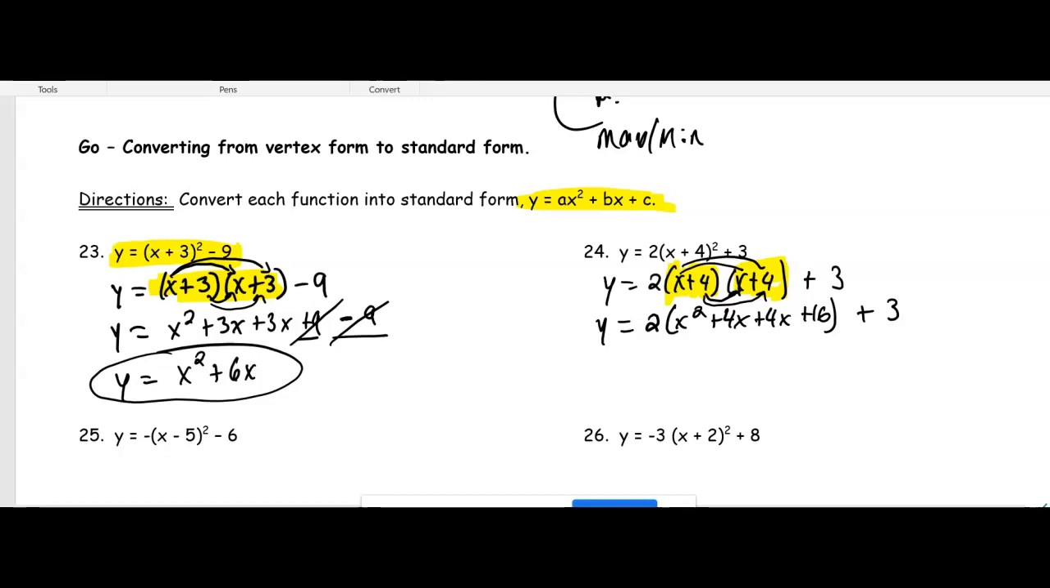Notice how you have like terms in there. So in the next step, I'm going to put these guys together. We have 8 of them. So we just put them together.